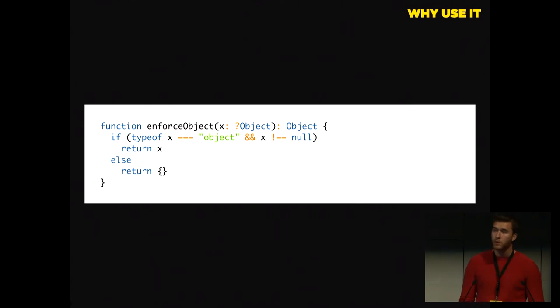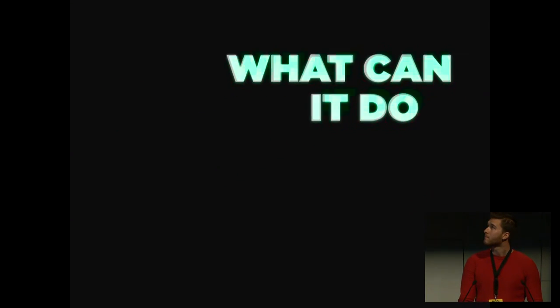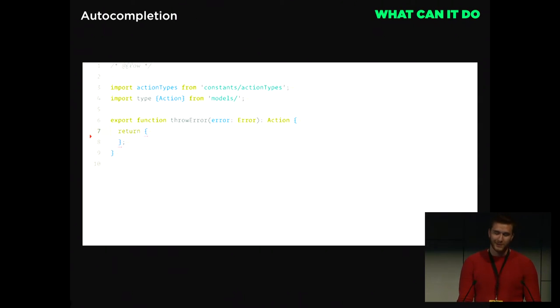Other cases for using a static type checker other than bug prevention like this are autocompletion and refactoring tools, as well as dead code elimination. Not all of those have been implemented into useful tools backed by Flow, but autocompletion has, and I'll go over that in a sec. So what can it do? It can do autocompletion. So this is a Redux action creator.